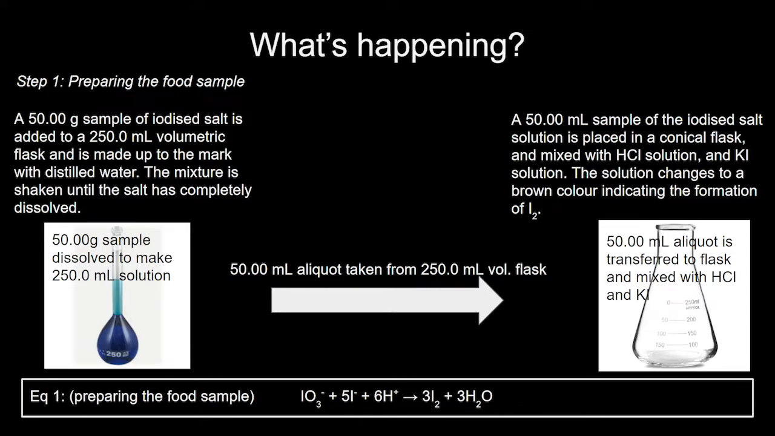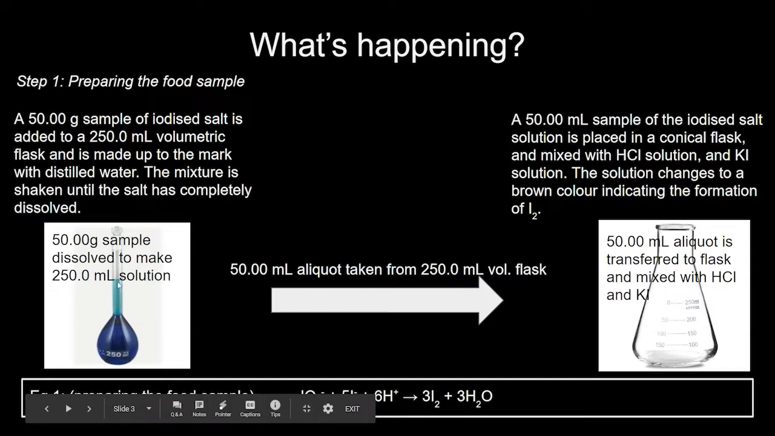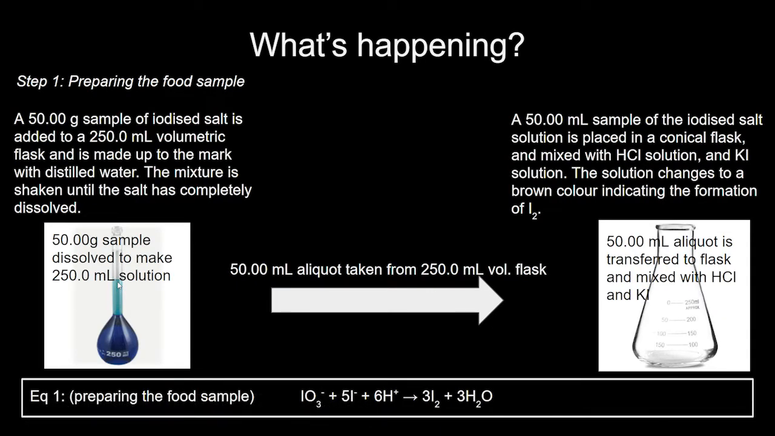So what's happening in this first step? The first step that's happening is preparing the actual food sample. So a 50-gram sample of iodized salt, so that's salt with some iodine mixed in the form of potassium iodate, a 50-gram sample of that is added to a 250 milliliter volumetric flask over here. And it's made up to the mark with distilled water. The mixture is shaken, okay, the salt's dissolved, all that sort of stuff's happening.